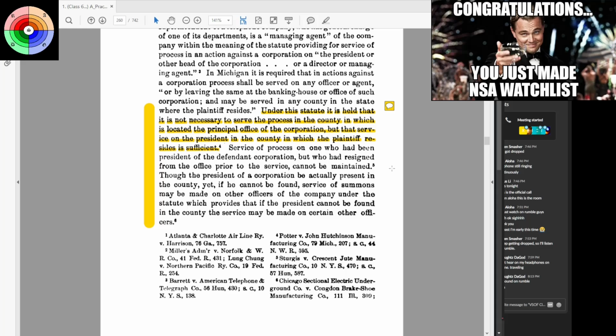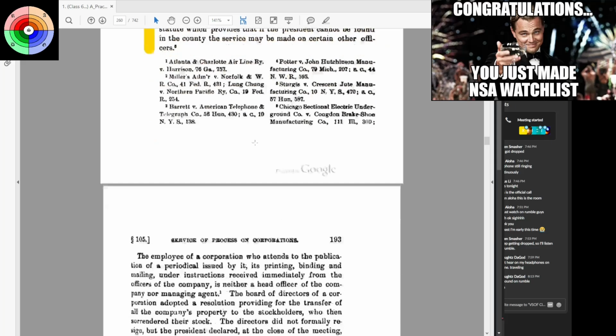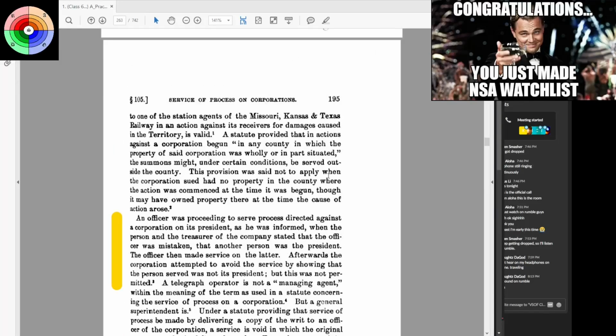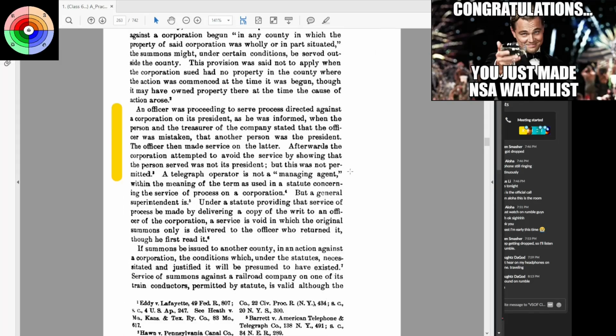Though the president of a corporation be actually present in the county, yet if he cannot be found, service of summons may be made on other officers of the company under the statute, which provides that if the president cannot be found in the county, the service may be made on certain other officers. All right, skipping down a bit, down to page 263.